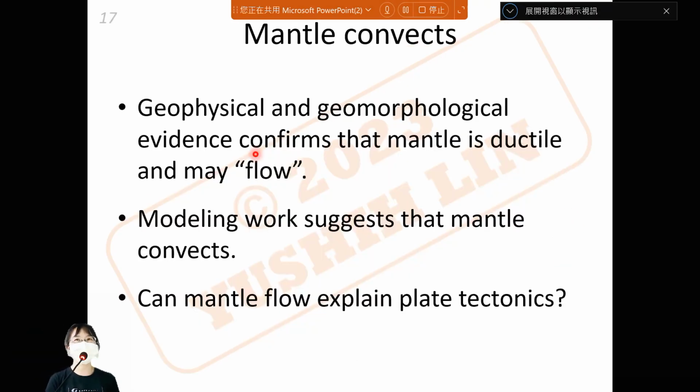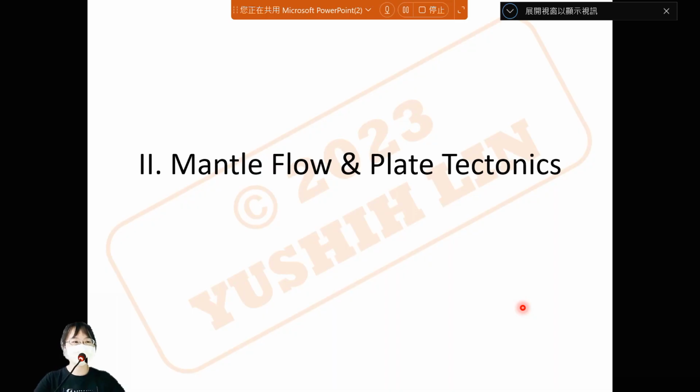So far, we have talked about 3 lines of evidence: isostasy, post-glacial rebound, and the Rayleigh number. Geophysical and geomorphological evidence confirms that the mantle is ductile and may flow, and modeling work suggests that the mantle convects. We confirm that the mantle is not rigid, it's ductile. But the next question is, can mantle flow explain plate tectonics? We want to see if there is a connection between this and that. That will be the next section, mantle flow and plate tectonics.